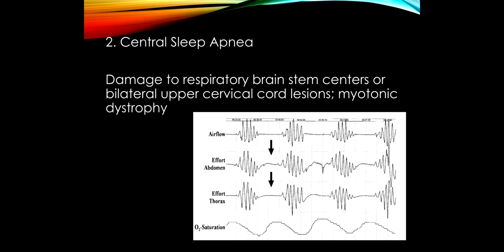Central sleep apnea is much, much less common. Now we have problems with the central areas in the brain that stimulate breathing. You can have damage to the lower brain stem or sometimes a severe upper cervical cord lesion, but these would be quite uncommon. The only condition I've told you about in this course that relates to a central sleep apnea is myotonic dystrophy.